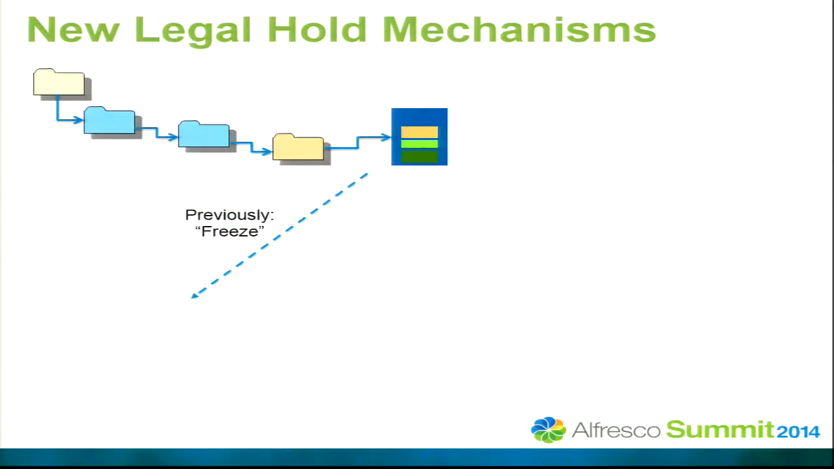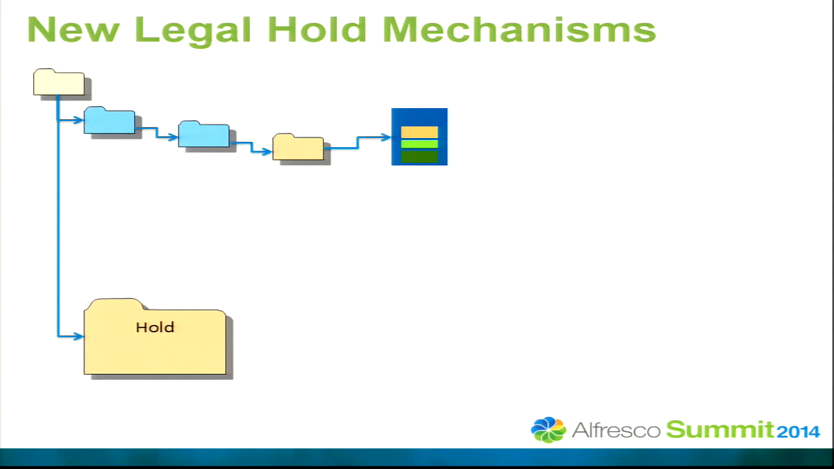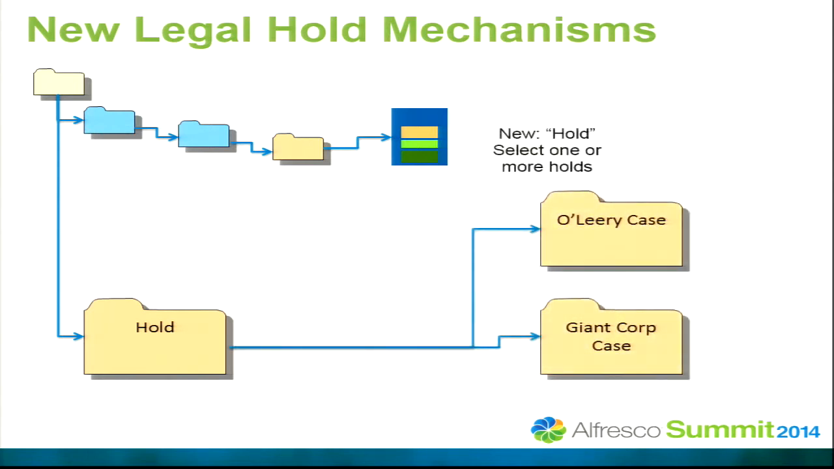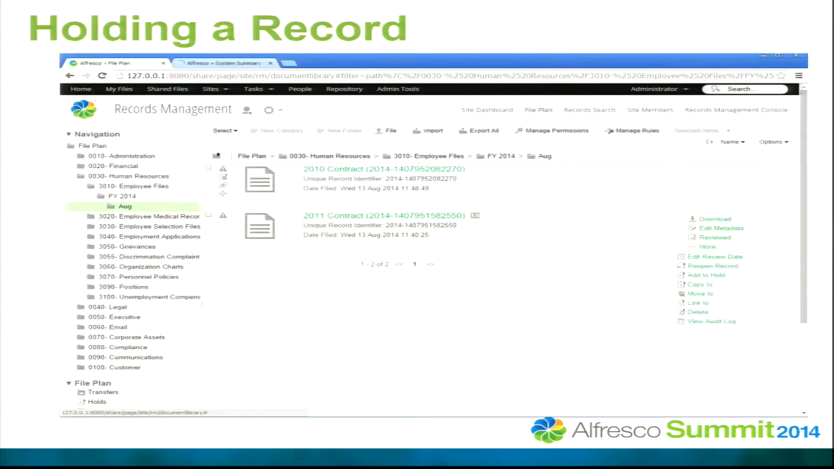Now, we also have implemented some new legal hold mechanisms. What the hold used to do is it used to just be called freeze. It would put the record into a hold folder. Now we allow you to actually categorize the hold, so that comes in as sort of subfolders within the hold folder. And then you can store a record into one or more legal holds. So you can specify which legal holds you'd like to have, and then you can store the record into those, and you can store it into more than one if it's involved in more than one legal hold.